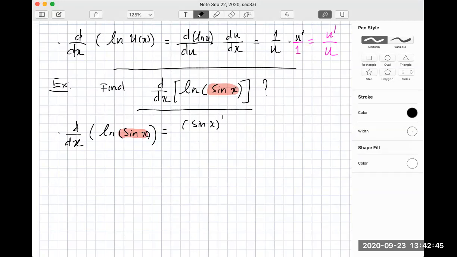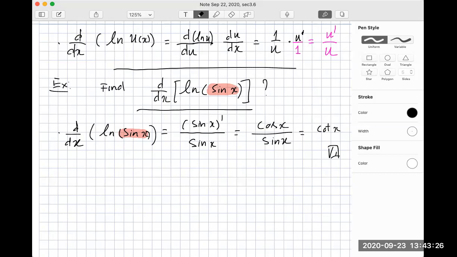Perfect. But let us do it slowly. Sine of x prime, right? Divided by sine of x. And the derivative of sine gives us cosine. Thank you. And we know that cosine over sine gives us cotangent of x, right? So is it clear?